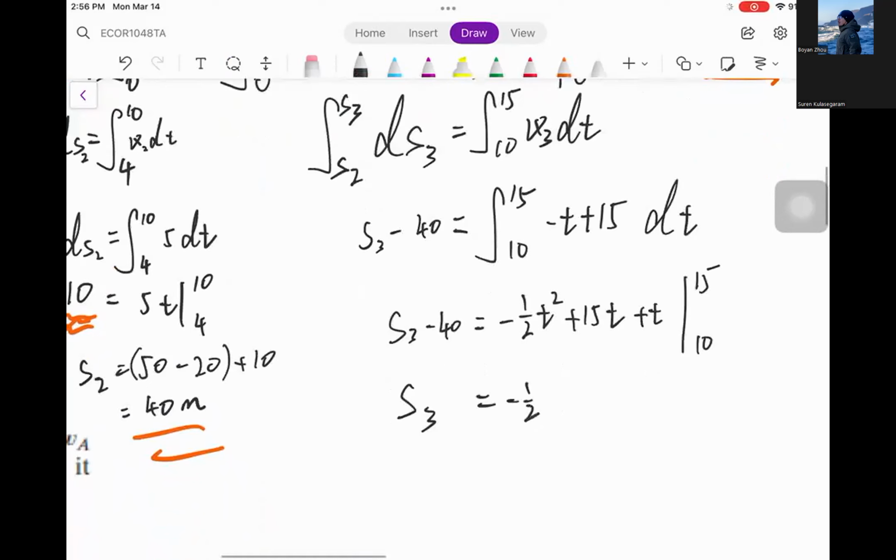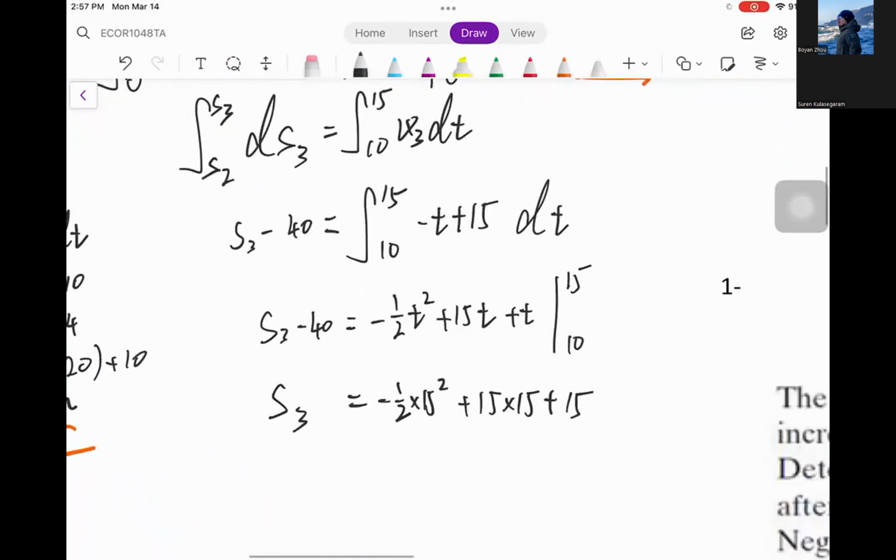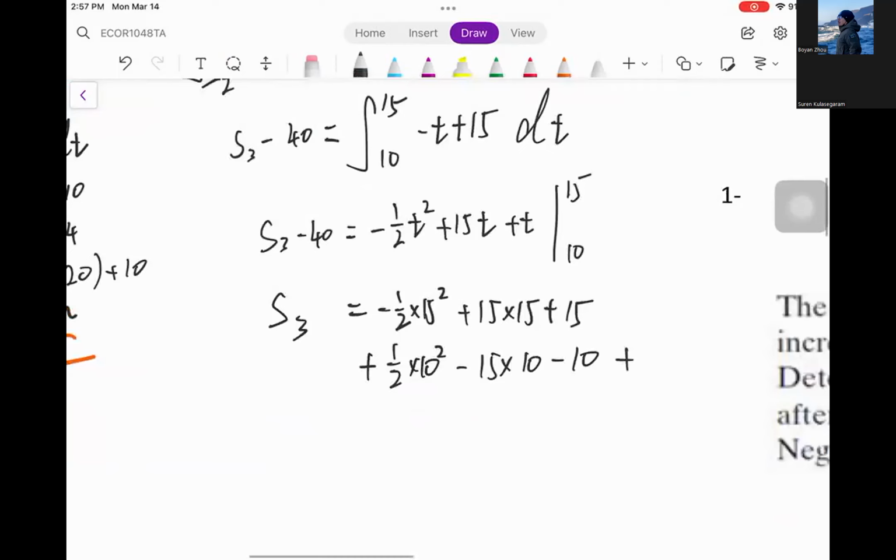So just plug in the value: 15 to the power of 2 plus 15 times 15 plus 15, and minus, it's going to be a plus at the first, minus 15 times 10 minus 10 plus 40. So just use a calculator to do that. And eventually you're going to have 52.5 meter.